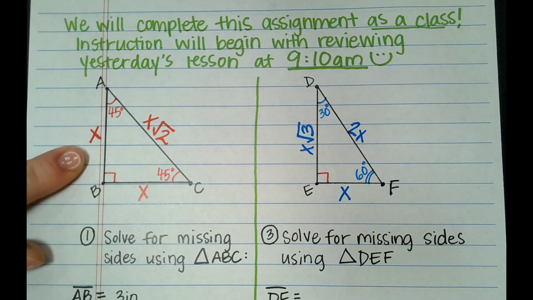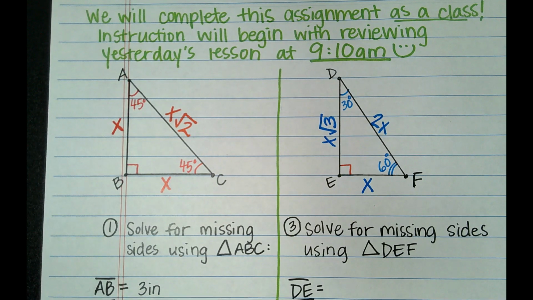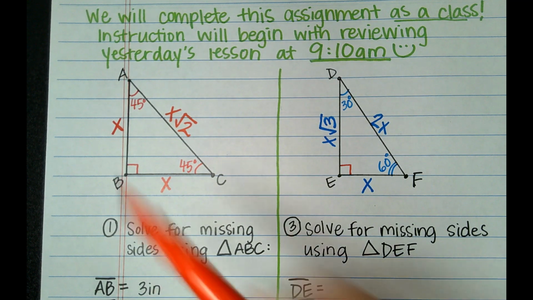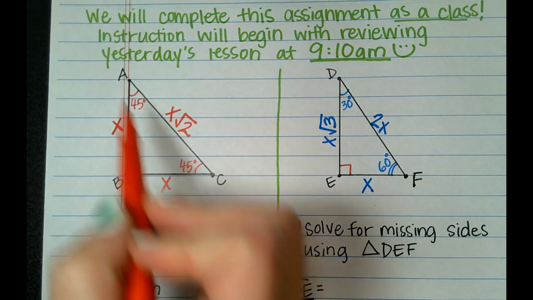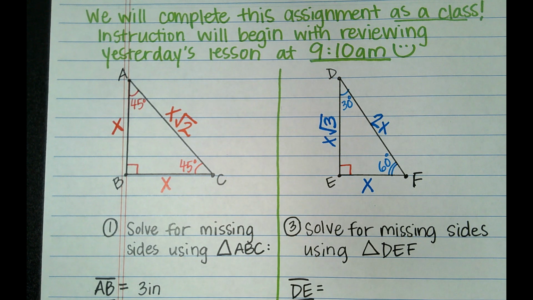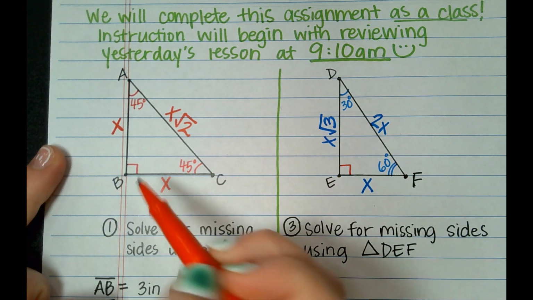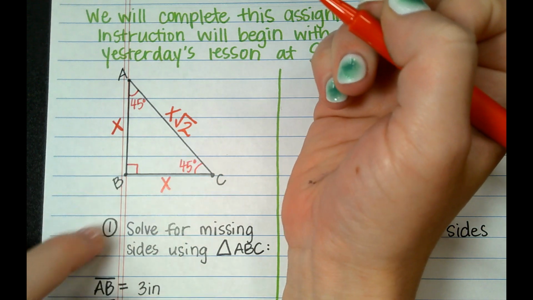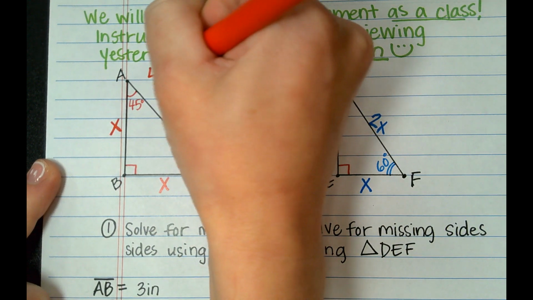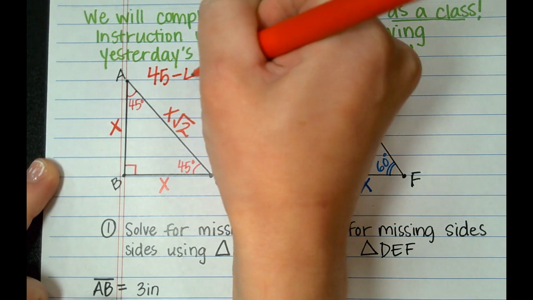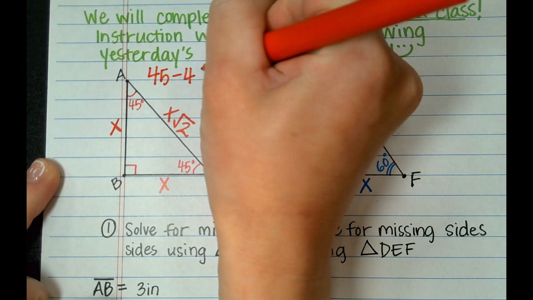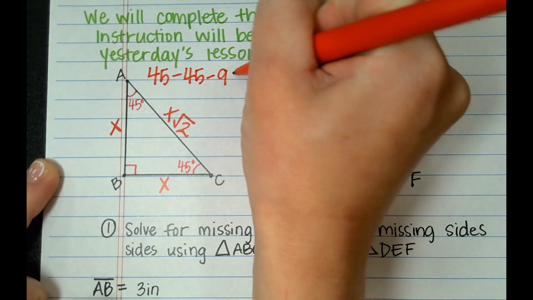Your first right triangle, if you remember from the notes yesterday, does anybody know what this type of right triangle is called, ABC? Anybody know? 45, 45, 90. Yeah, it's just a 45, 45, 90 triangle. We just name it by those angle measures. So I'm just going to write that above here. 45-45-90.